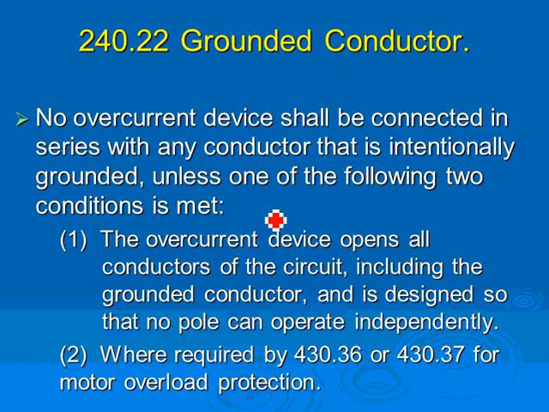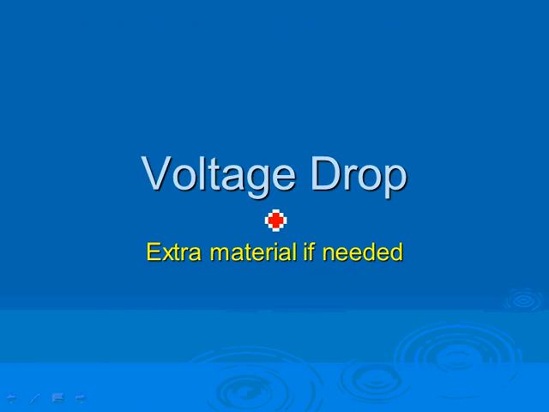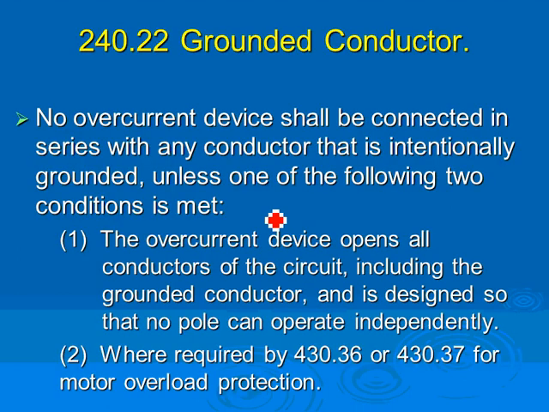So that's it, you can't put an overcurrent protection device that opens the grounded conductor, unless you have a 4-pole circuit breaker, so you can interrupt the phases and the neutral at the same time. That's an exception. Or if you're using it as an overload. I don't know if I have a picture for that one.